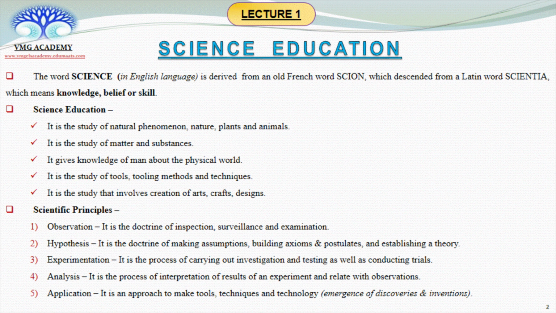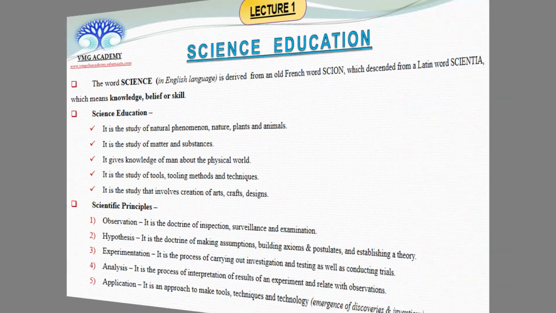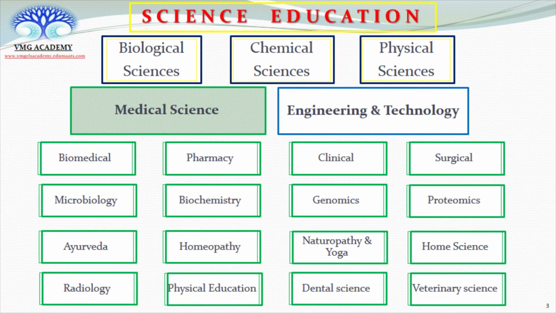And the fifth one is applications related to science. It is an approach to make some tools, new technology, and of course, scientific applications lead to discoveries and inventions. Next, we try and understand what science education is composed of. Science education can be broadly divided into 3 different components or 3 broad areas of studies. These are biological sciences, chemical sciences, and physical sciences.